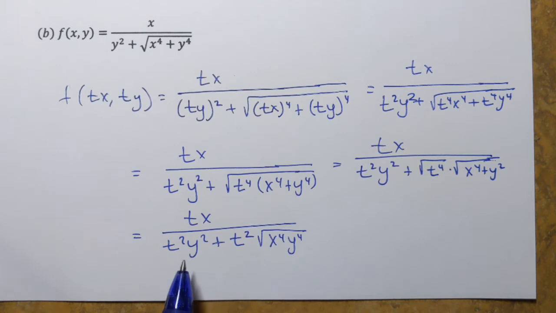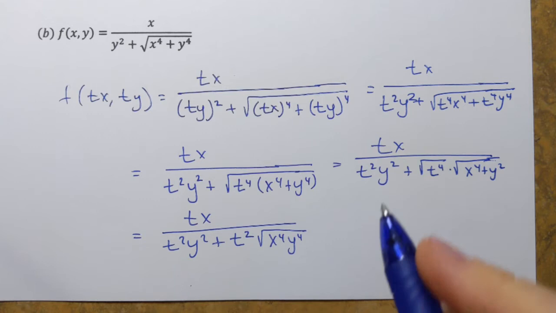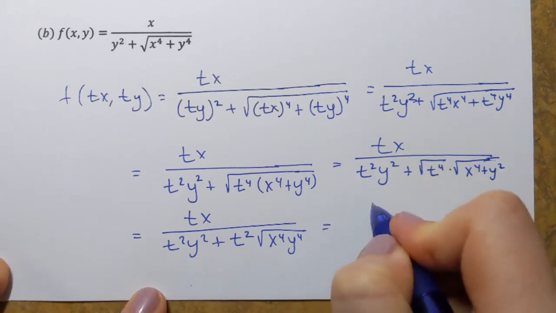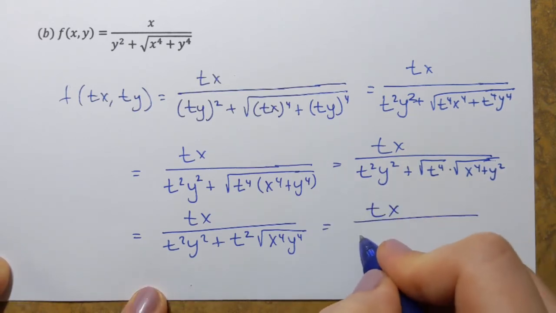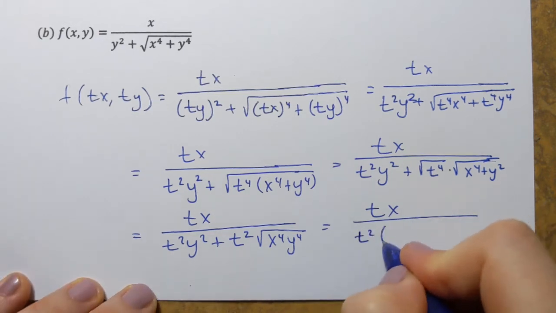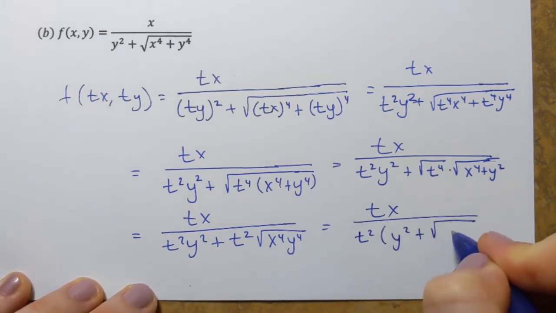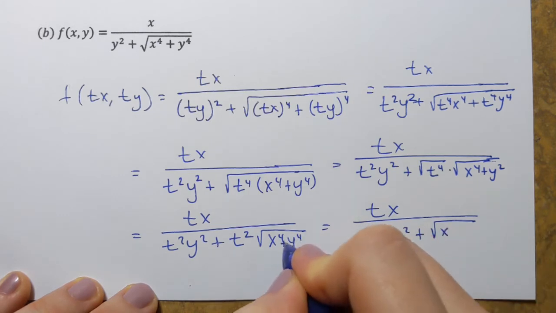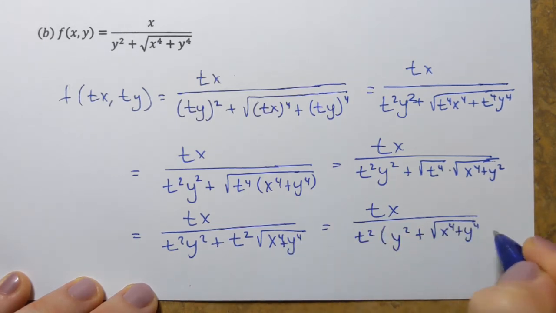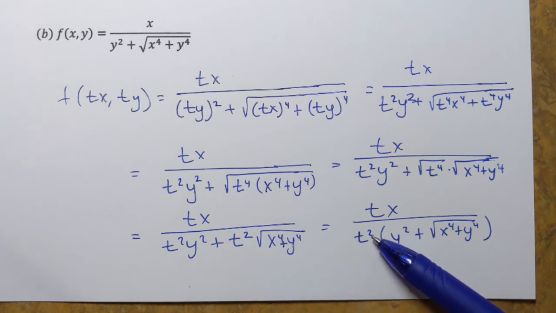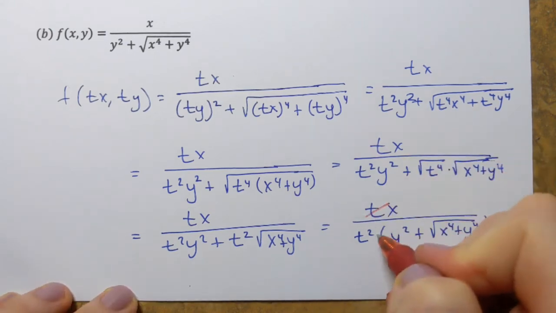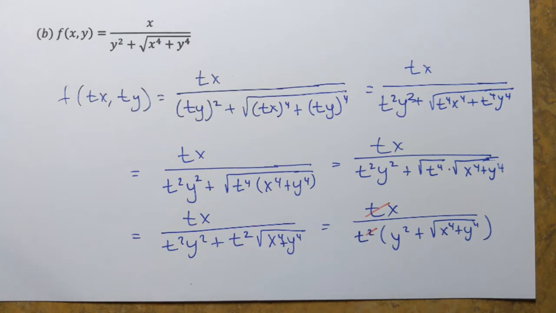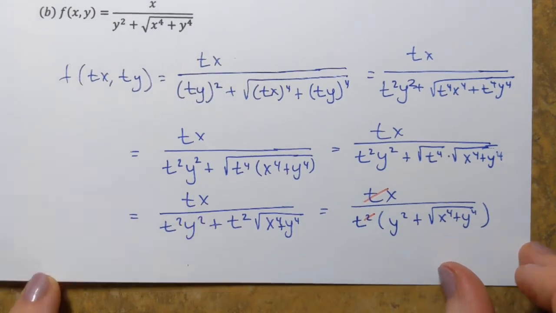So what I can do at this point is factor out t squared out of the denominator, right? So that's what I'll do. t x is in the numerator, and then t squared times y squared plus square root of x to the fourth plus y to the fourth. And as soon as I factor out t squared in the denominator, I can see that t and t squared can be simplified, right? I can divide out t. So this is what I am left with.